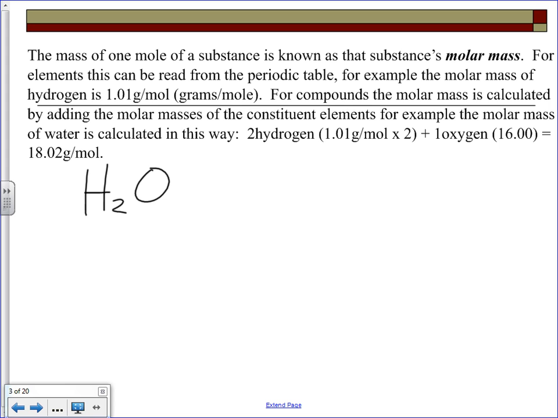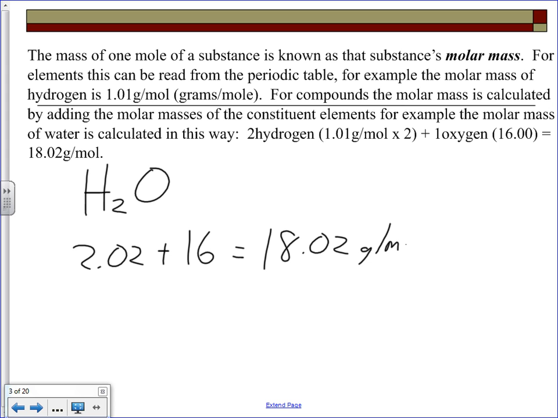So the example we have here is for water. There's 2 hydrogens, and each hydrogen, if I have 1 mole of it, is 1.01 grams per mole. And there's 2 of them, so I multiply it by 2. And each oxygen, if I have a mole of oxygen, that's 16 grams. So if I add that together, I'll have 2.02 plus 16, and that gives me 18.02 grams per mole. Everyone follow my calculation there?